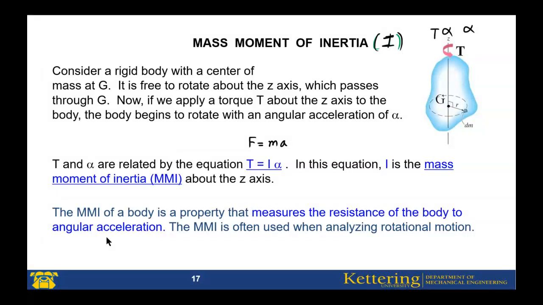The role of M in this equation is I. The role of the F is T, because we have rotation. The role of the acceleration is alpha. Why? Because we have rotation. This one is called the mass moment of inertia.